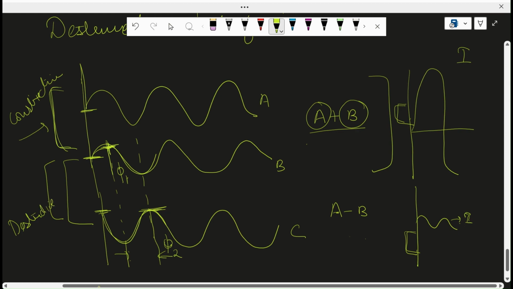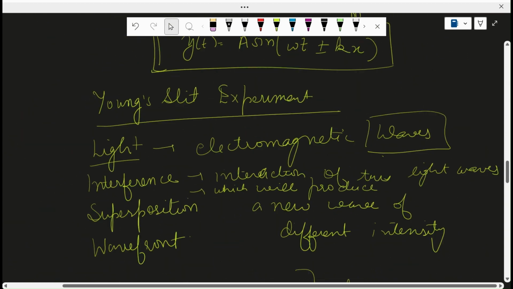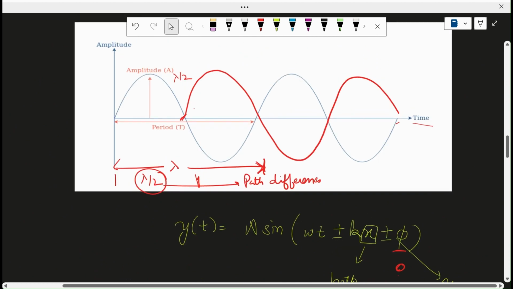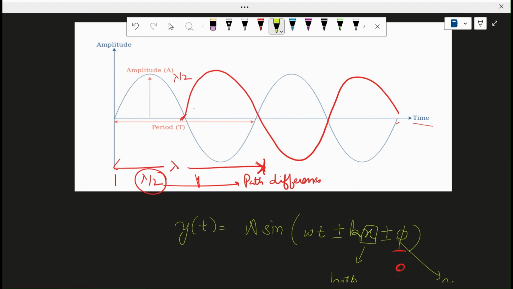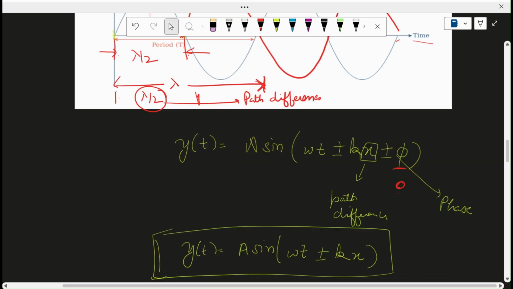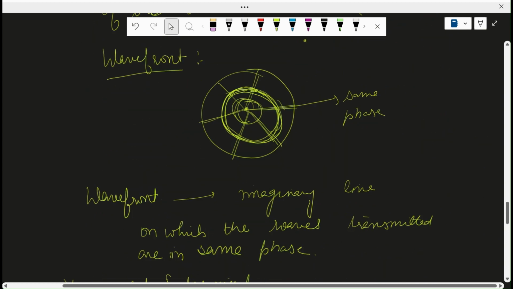Fine. So if we see our diagram again, right? What is the path difference here? This was our total lambda, right? And then I have taken another waveform. This is another waveform, right? So it started from this point. This particular distance will be our path difference, right? Since the complete path is lambda, this is lambda by 2, right? So this is our path difference between these two waves, right?